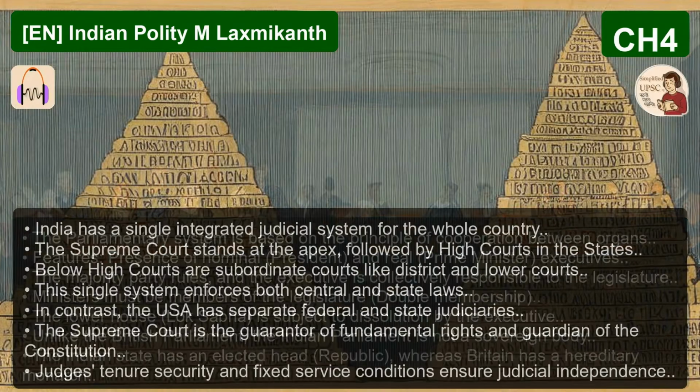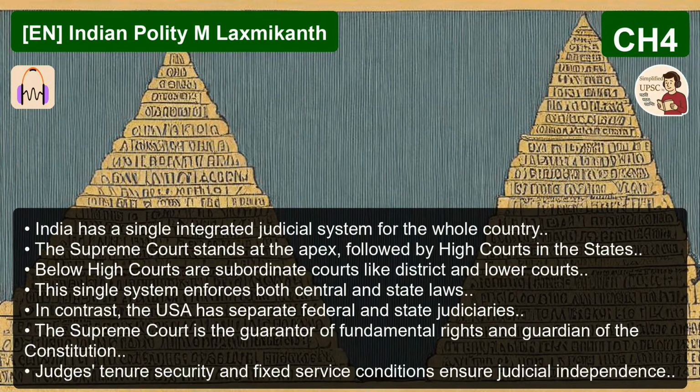But the borrowings didn't stop with the big three, the UK, US, and Ireland. We imported significant concepts from all over the globe. We really did. The idea of a strong center and federalism with a unitary bias came from Canada. And the concurrent list. That was borrowed from Australia to facilitate central-state cooperation in areas where they both have legislative interest. You can see the pragmatism in every choice.